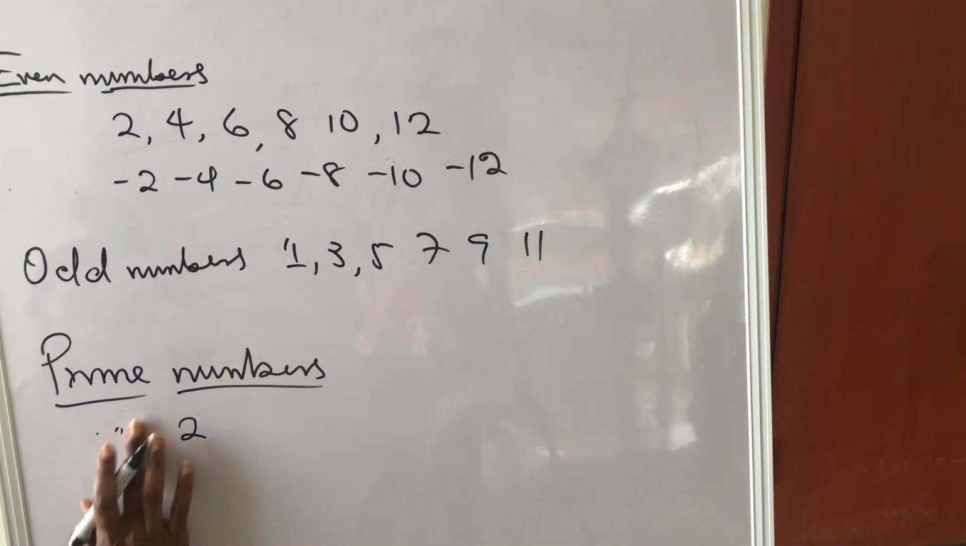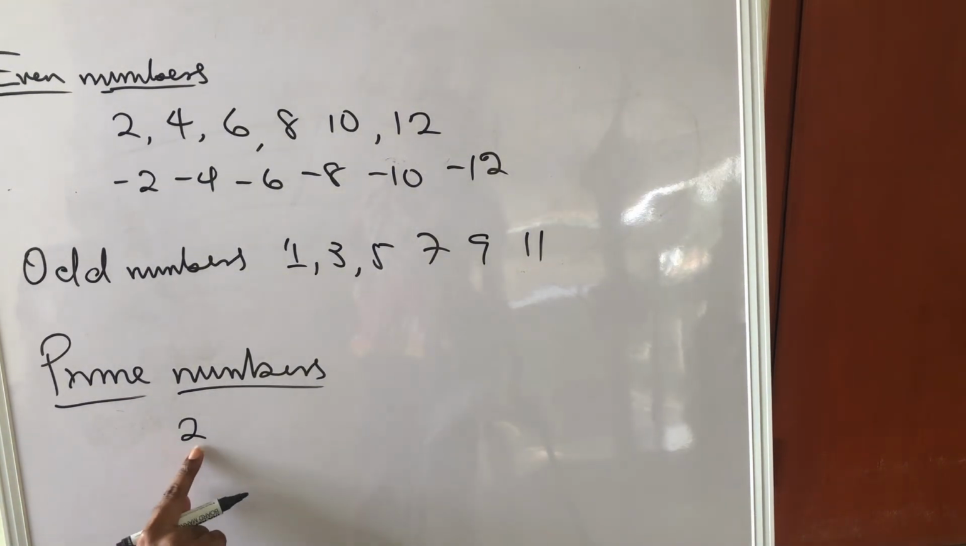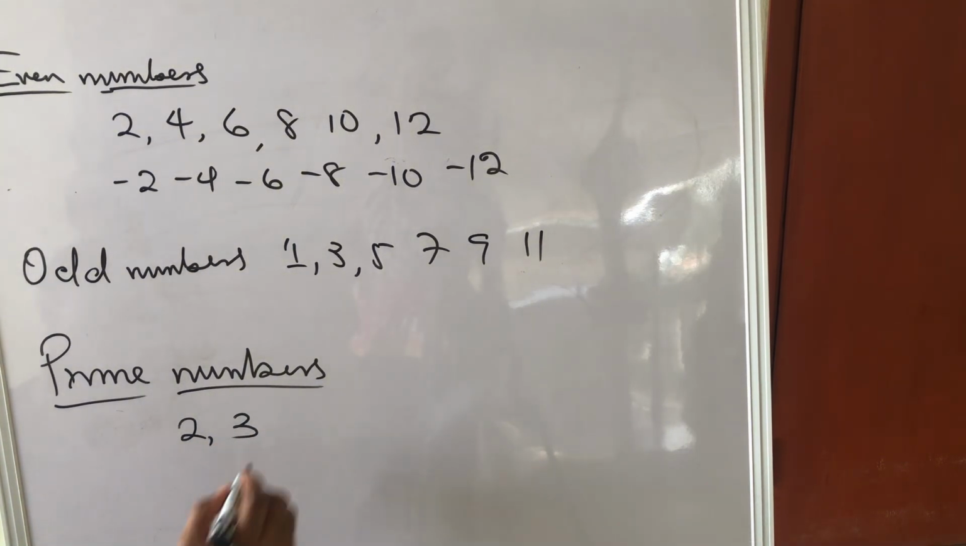So you start from 2. 2 is a prime number because 1 can divide 2, and then 2 can also divide 2. So it has two factors. And then 2 itself is a whole number. So 2 is a prime number. What other prime number do you have? You have 3. 3 can also be divided by itself and 1. What other prime number do you have?